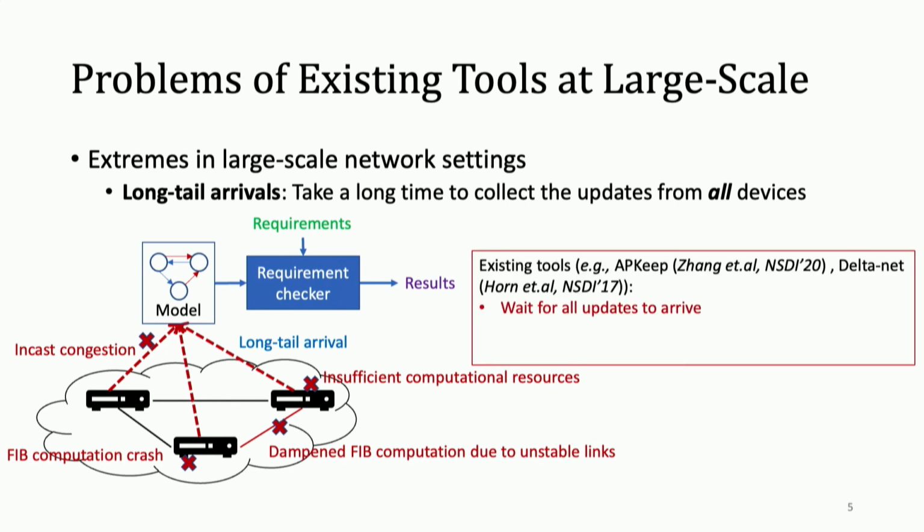So existing work, the latest work, APKeep, DeltaNet, they either wait for all the updates to arrive, so the verification results end up being generated with a much longer delay, or they proceed with a transient and potentially inconsistent data plane and then generate false results.